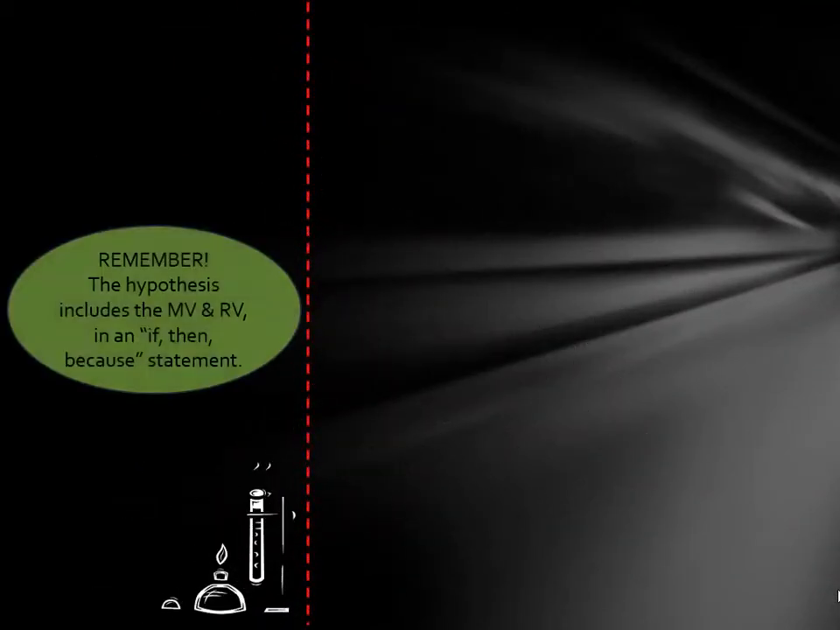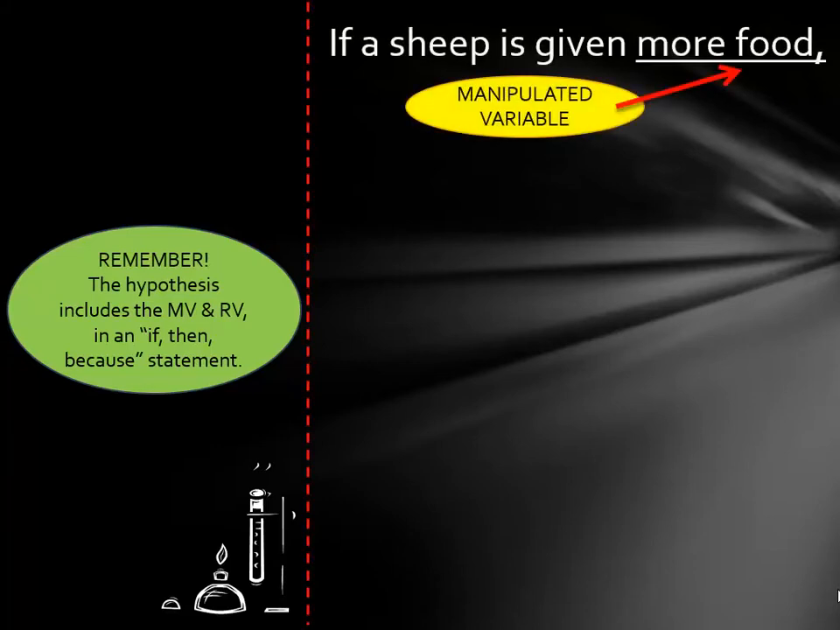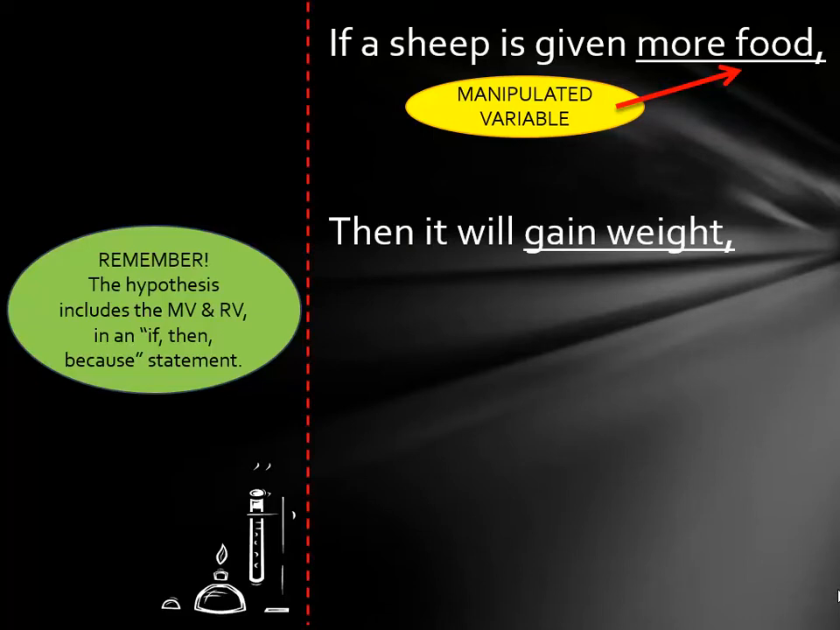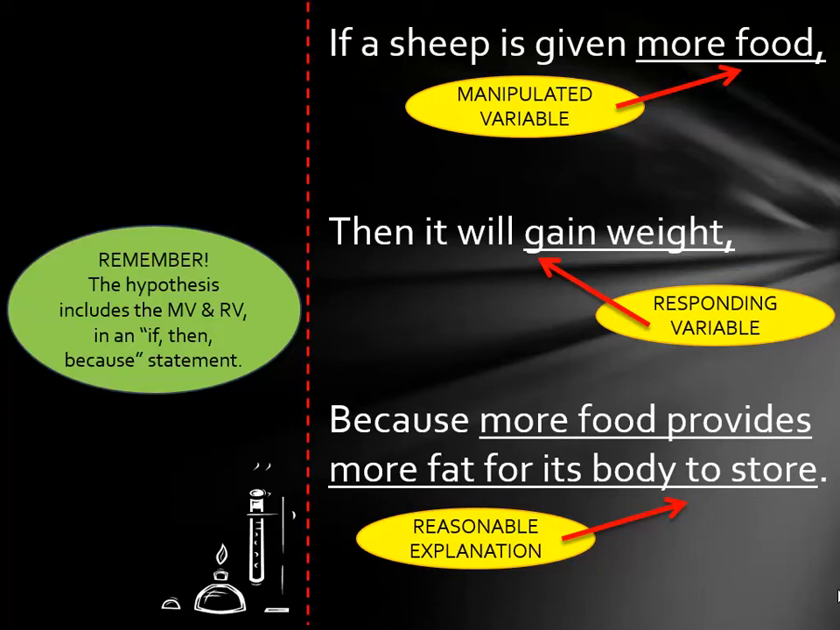Here's an example of that. Remember, the hypothesis includes the manipulated and the responding variable written in an if-then-because statement. If a sheep is given more food, that's your manipulated variable, then it will gain weight, responding variable, because more food provides more fat for its body to store. That's your reasonable explanation. Take a second and look at the similarities and the differences between a scientific question and a scientific hypothesis. Make sure you get this example written down in your notes.